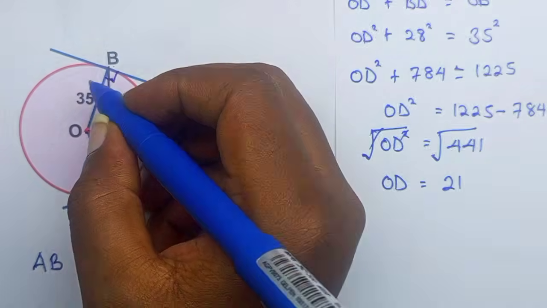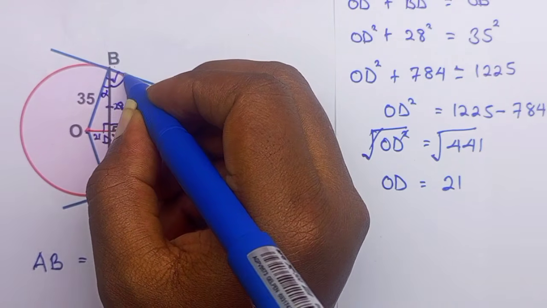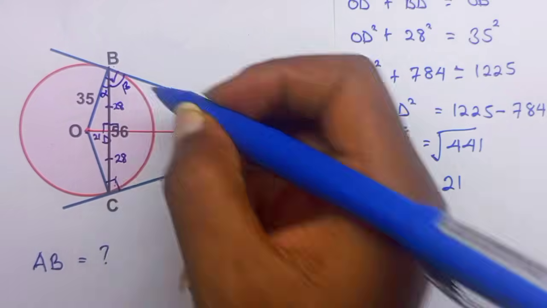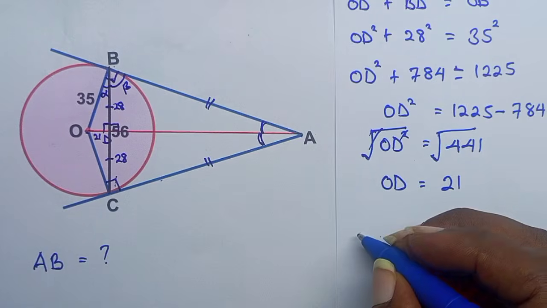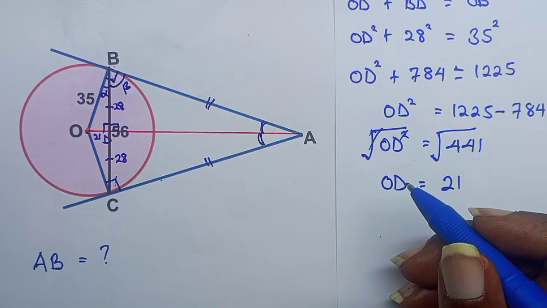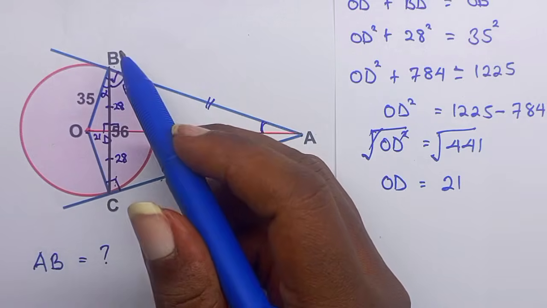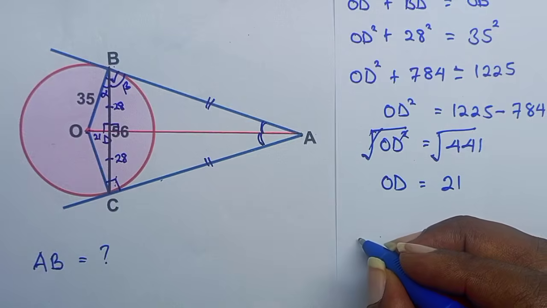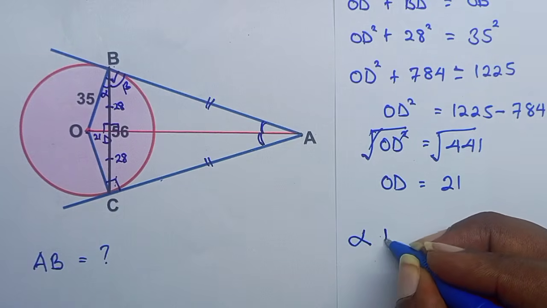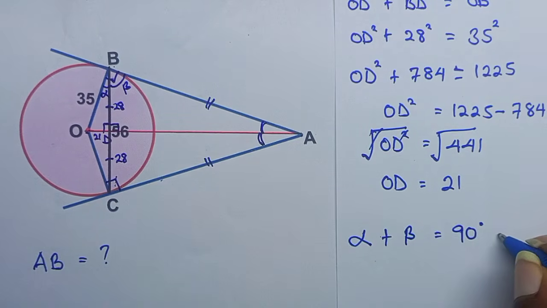Now, suppose we say that this angle here is alpha and this angle is beta. We can say that the two angles are complementary because they add up to 90 degrees. As you can see, this whole angle is 90 degrees. So alpha plus beta is equal to 90 degrees. Let me say this is equation 1.